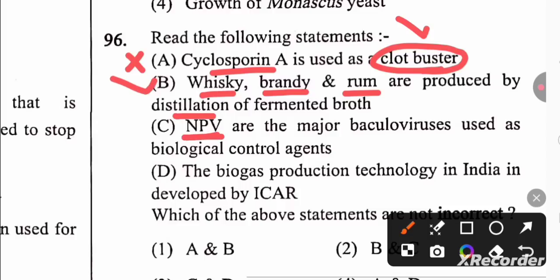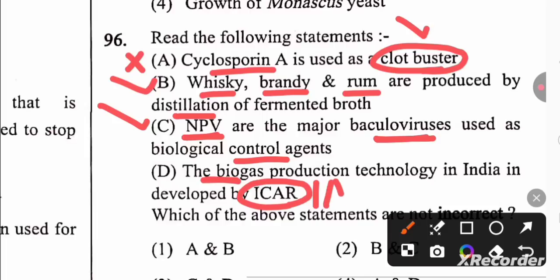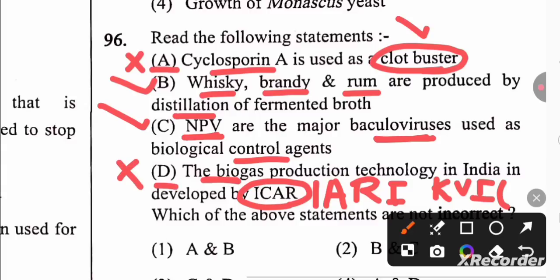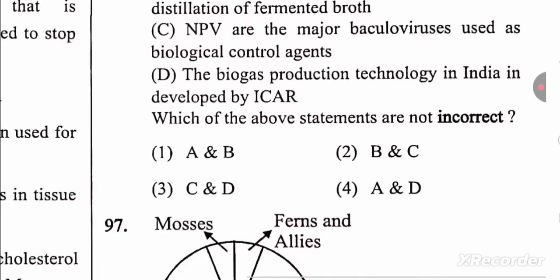NPV, nucleopolyhedrovirus, are the major baculovirus used as biocontrol agent. So this statement also is right. The biogas production technology in India is developed by ICAR. No, it is developed by the Indian Agricultural Research Institute and Khadi and Village Industries Commission. So statement A and statement D are the incorrect ones. So accordingly, option 4 is the right answer for this question.